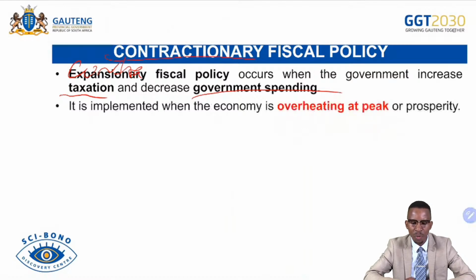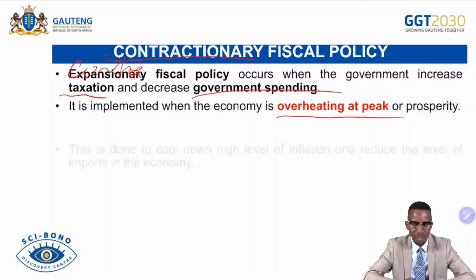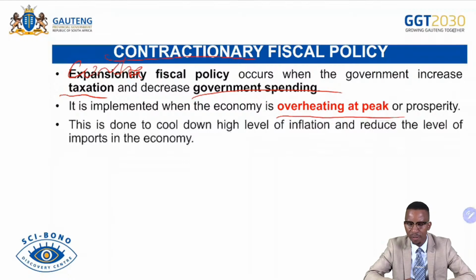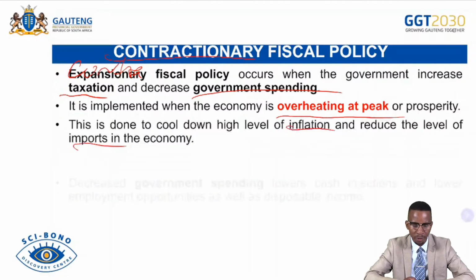So it is implemented when the economy is overheating at the peak of prosperity. Remember, whenever the economy is at the peak of prosperity, we say the economy is overheating. So the state must intervene by cooling down that economy. This is done to cool down a high level of inflation and reduce the level of imports in the economy. Like I've mentioned, there is a high level of inflation at peak of prosperity, and also a high level of imports because there's more money available in the economy. People are tempted to spend even on goods that are produced abroad.